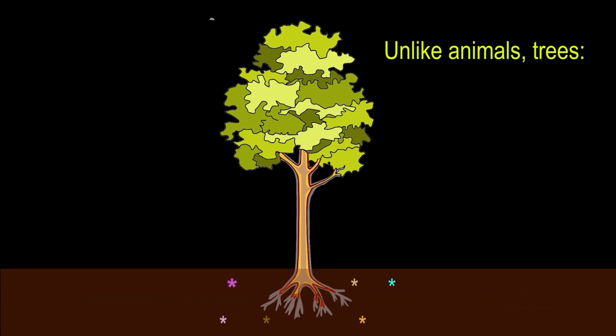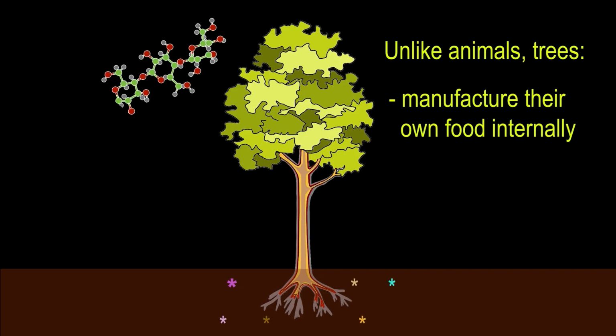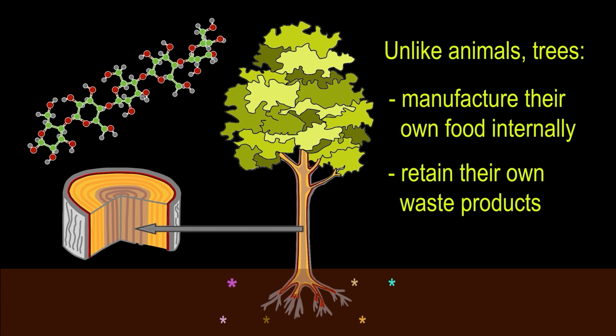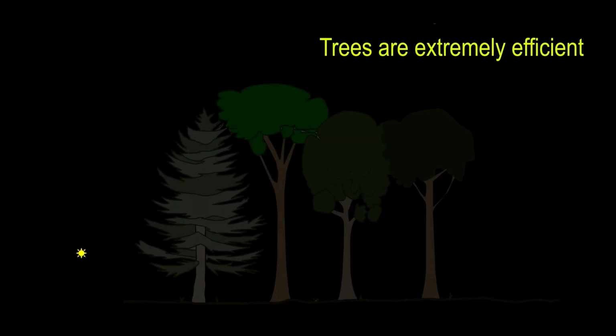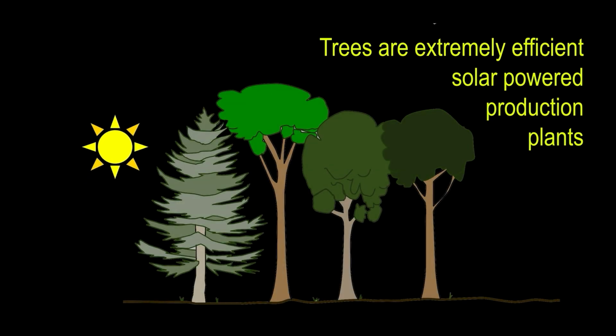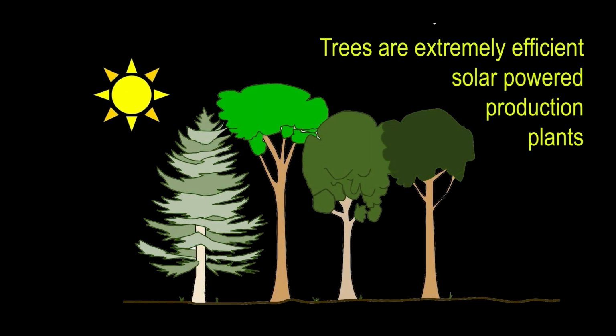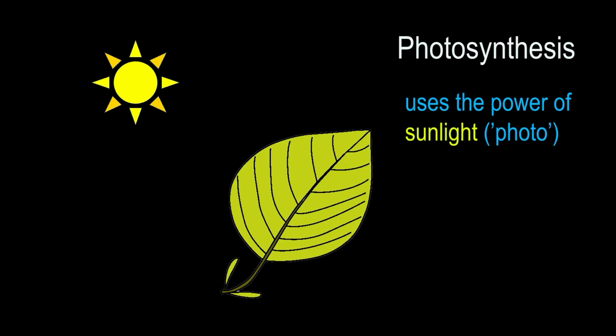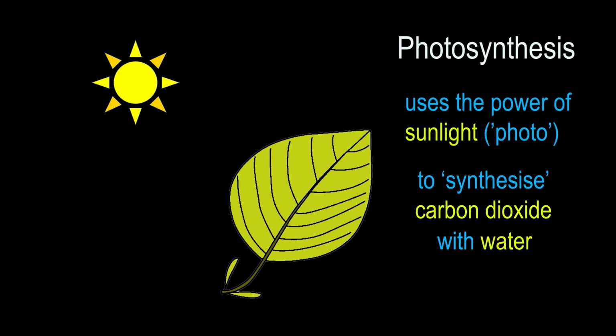Unlike animals, trees manufacture their own food internally. They also retain their own waste products produced during growth, storing them in the heartwood cells. Trees are extremely efficient solar-powered production plants, since the only external energy source needed to carry out these functions is the sun. The process used by plants to manufacture food is called photosynthesis, because it uses the power of sunlight to synthesize the carbon dioxide with water.